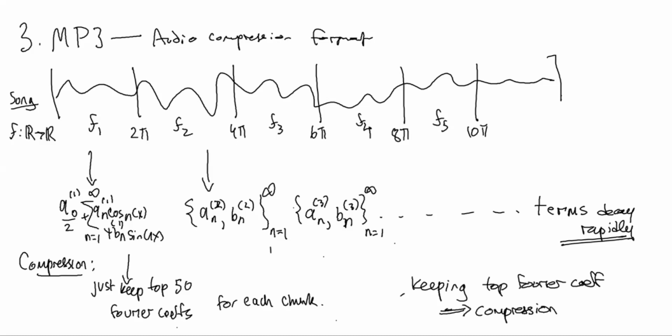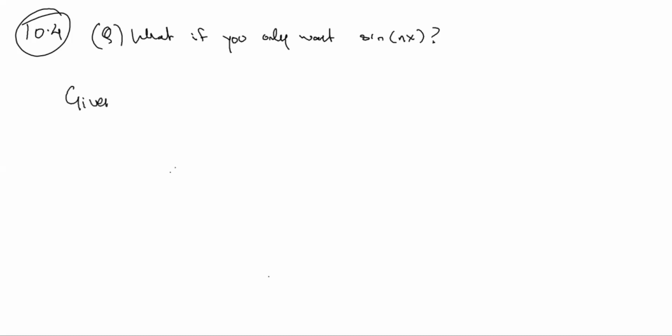Okay, so there's this thing called section 10.4 that I forgot to mention, which is actually very straightforward. It answers the question, what if you only want sines? Suppose you're given a function f from the interval 0 to pi to R, satisfying f of 0 equals 0.